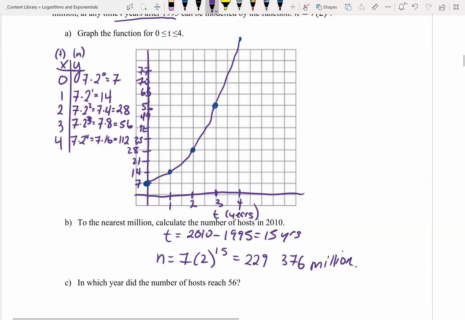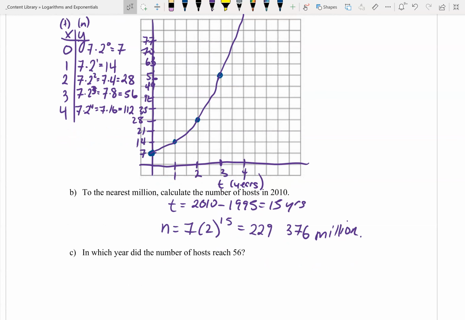And our last question, in which year did the number of hosts reach 56? We can just either use our table of values or the graph, and we can see this has occurred after 3 years. We want to know which year. So starting from 1995 and 3 years after that is going to be 1998. So that is the year that the number of hosts reached 56.